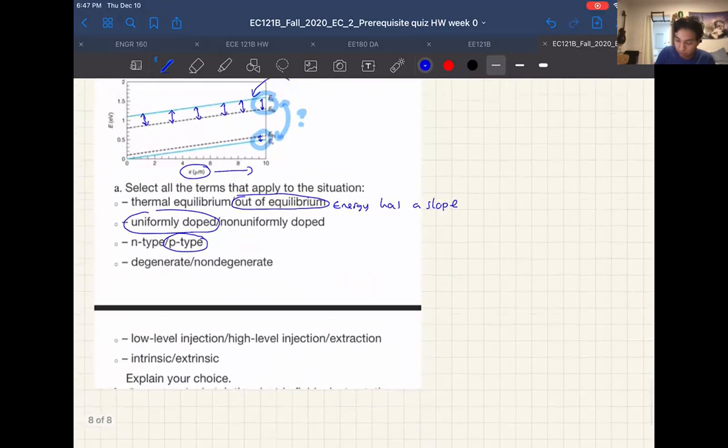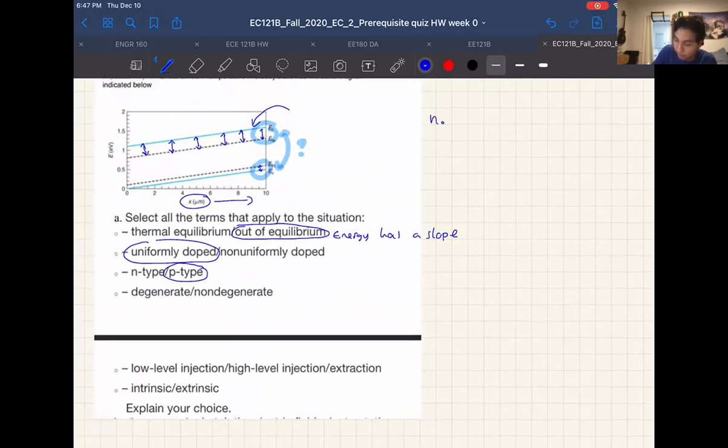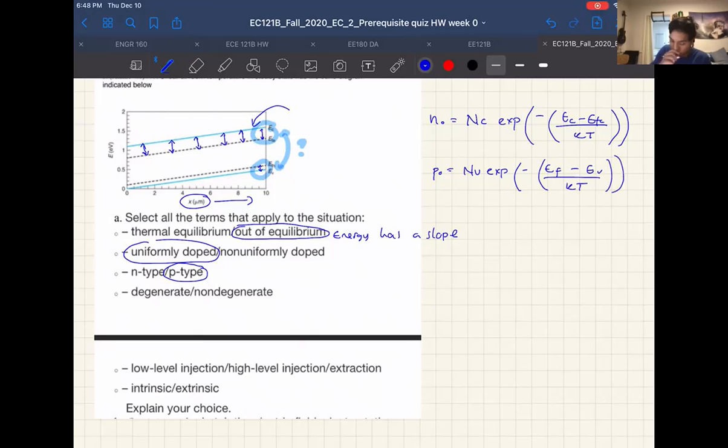I guess it's worth mentioning where all these things are coming from, in case you guys are curious about it. If you recall these equations. This is quasi. Yeah, actually it doesn't matter. Minus EV over KT.